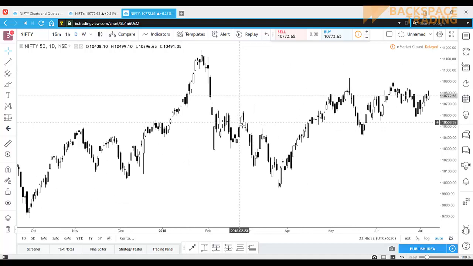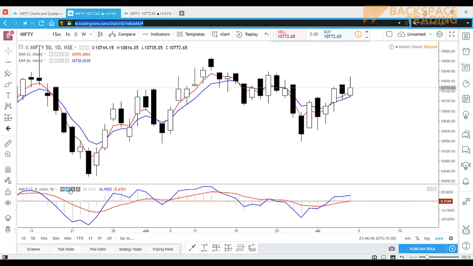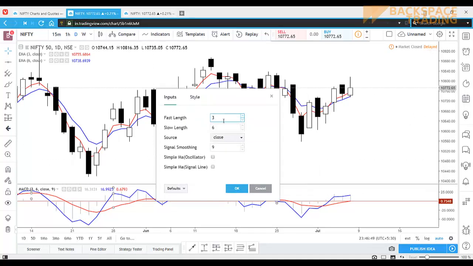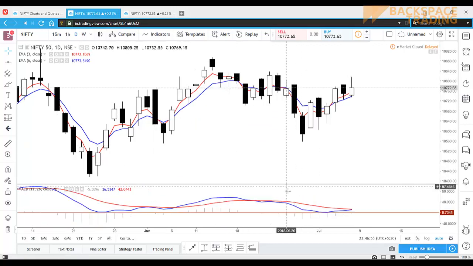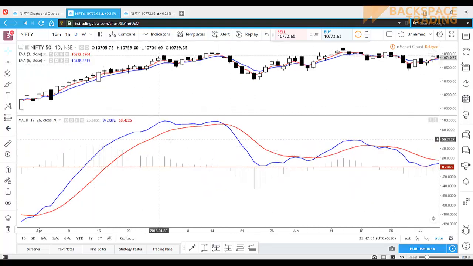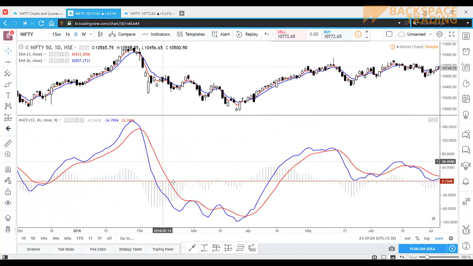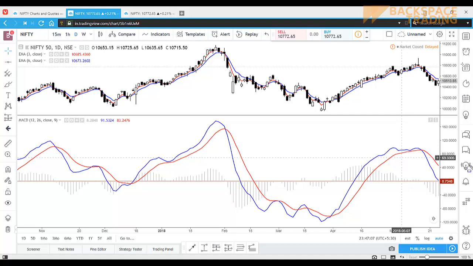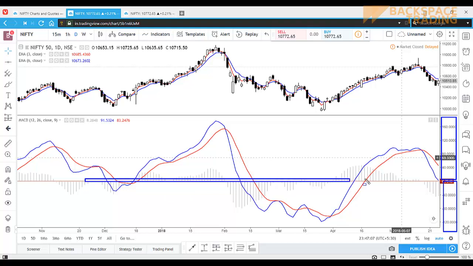Now that being said, we saw one more indicator. This is fast length of 12 and 26. This is the next set of moving average. This is a bit smoother in its own way, and here also it is the same thing: positive, negative side, zero line.